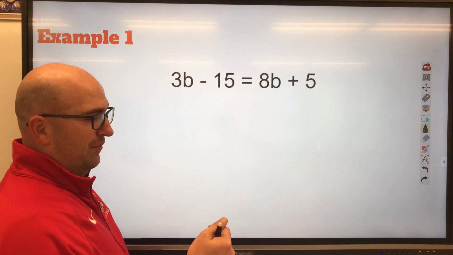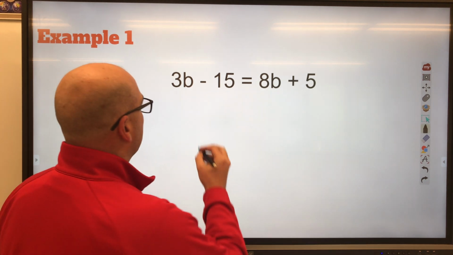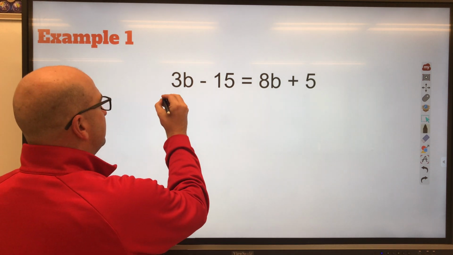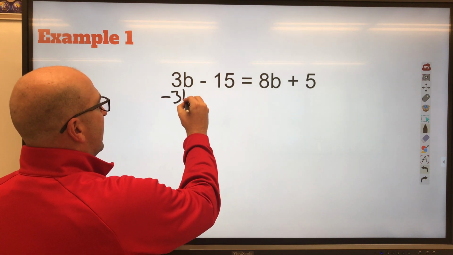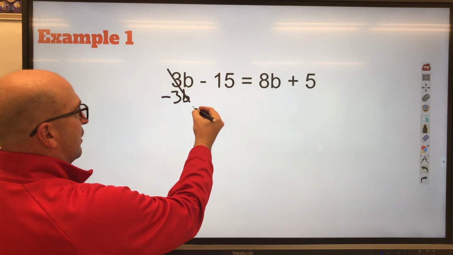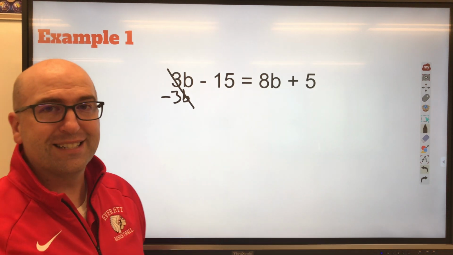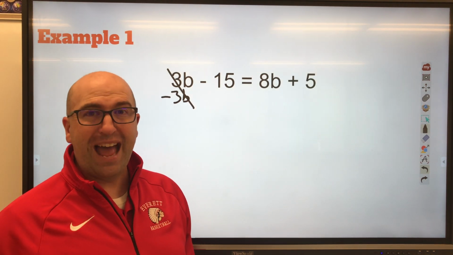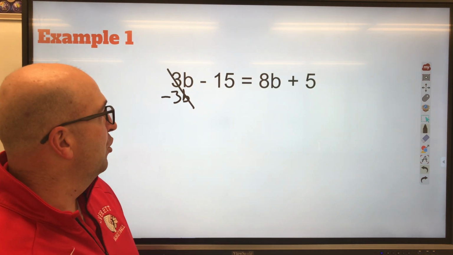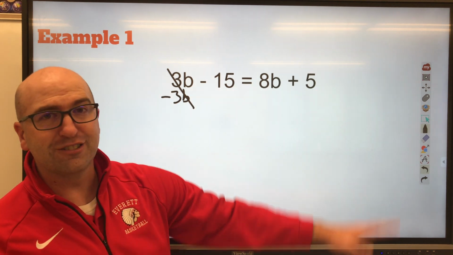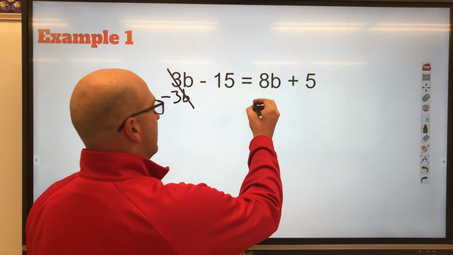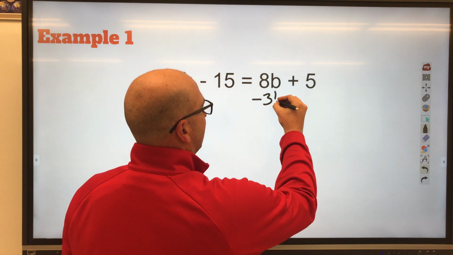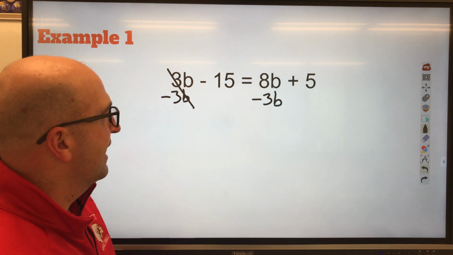And to do that, I must do its inverse operation. So I subtract 3b, and that eliminates it from that side. Now remember, we have to balance our equation. What I do to one side of the equal sign, I must do to the other side of the equal sign. So I'm going to subtract that side by 3b.